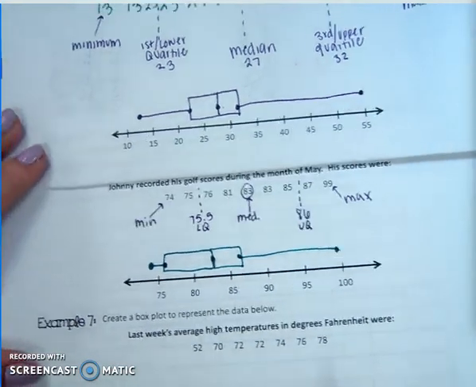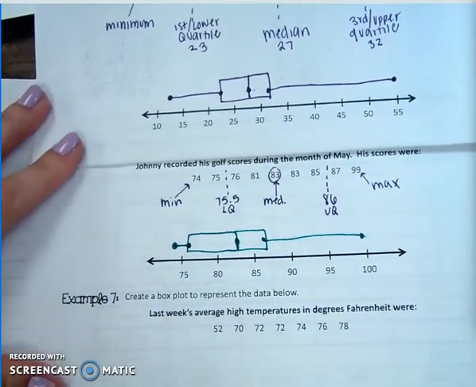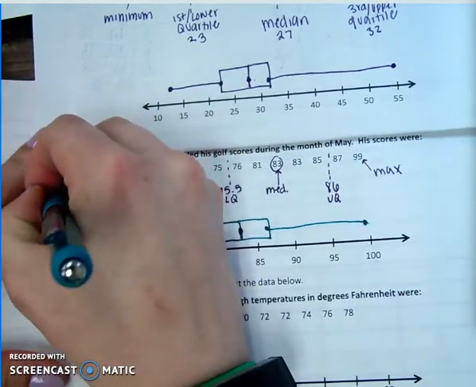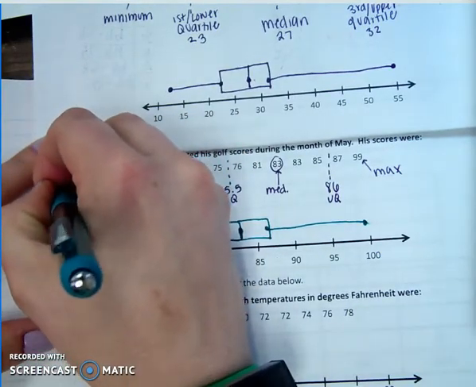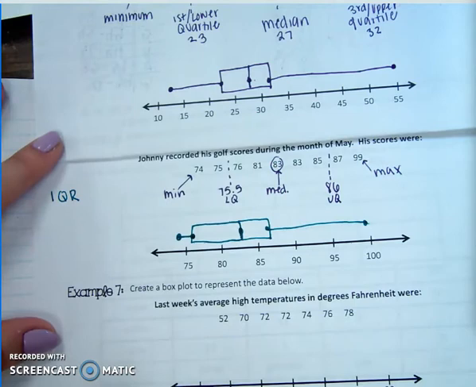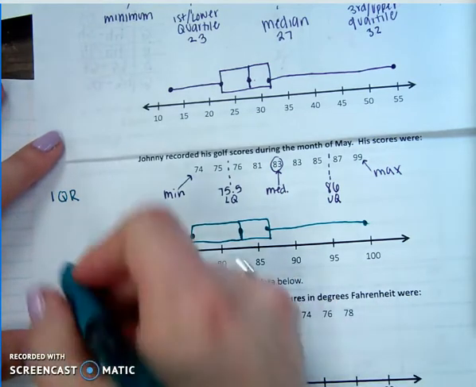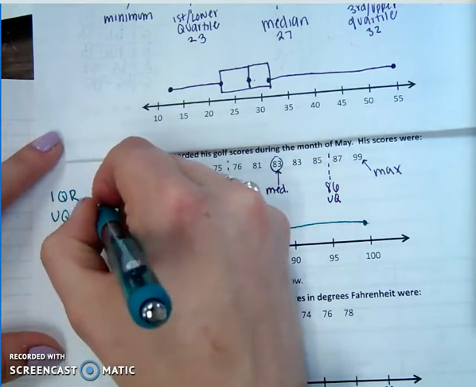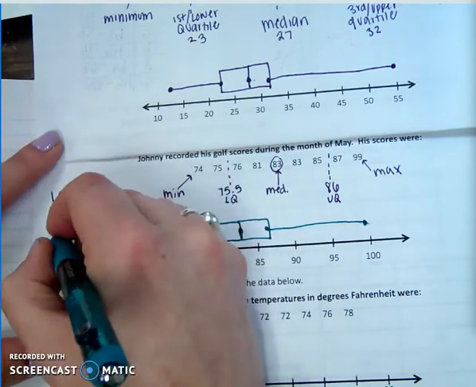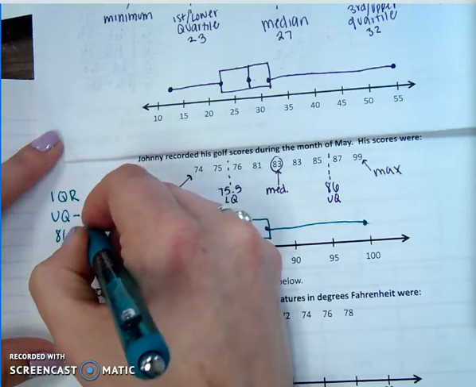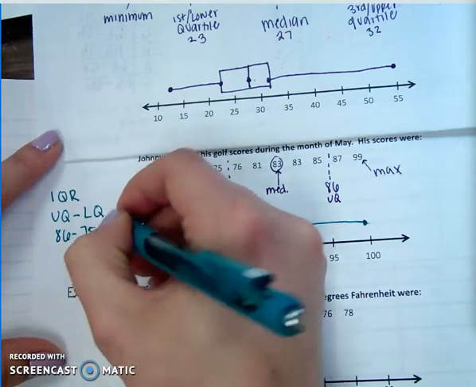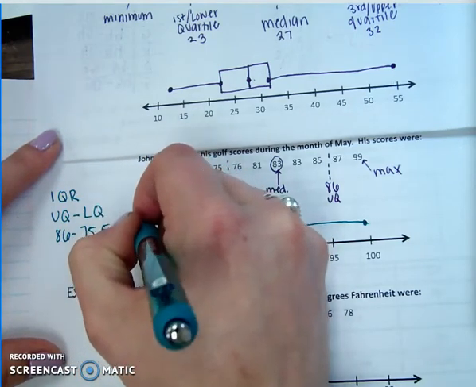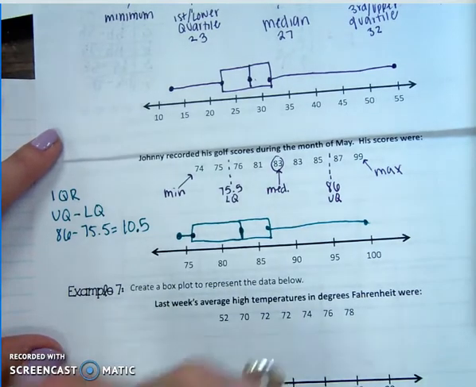If you'll remember from 6th grade, the IQR, the interquartile range, is the upper quartile minus the lower quartile. So we have 86 as our upper minus 75.5. Our interquartile range is 10.5. Okay.